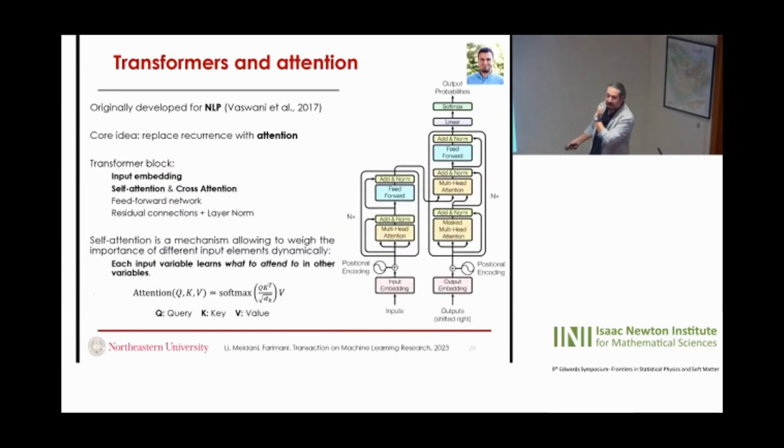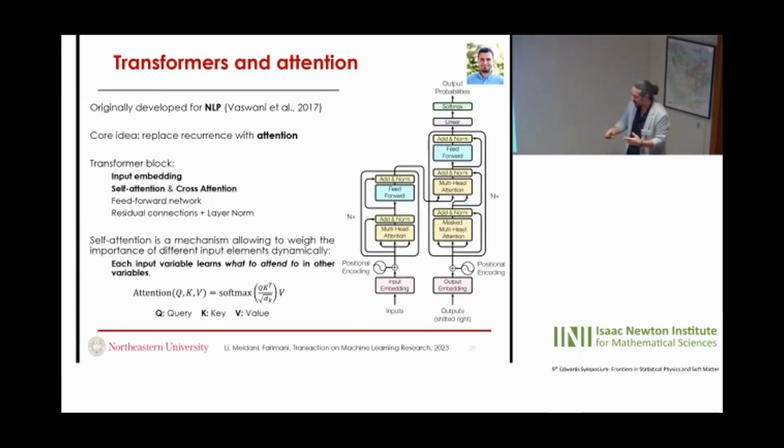This is what I call moving towards RheoGPT. So bear with me for a second. Transformers, you probably have heard of them. It's the T in GPT, right? The idea is used in natural language processing and pretty much in all large language models. The core idea is replacing the recurrence with attention.